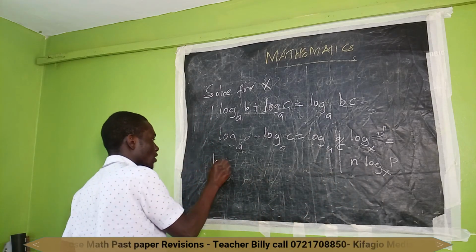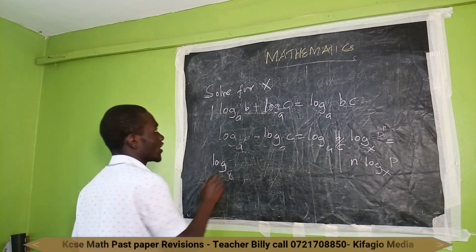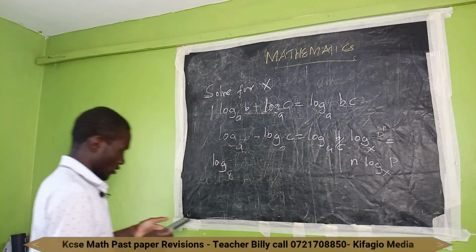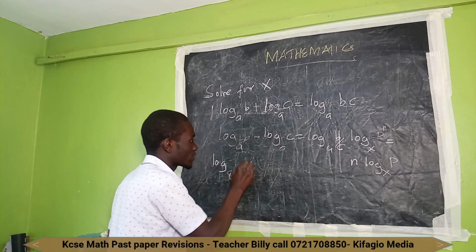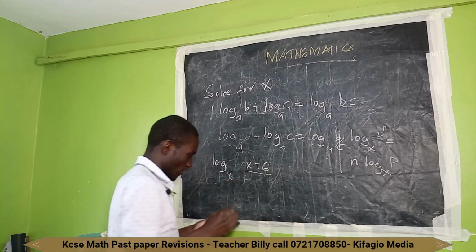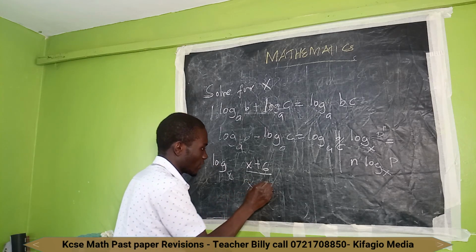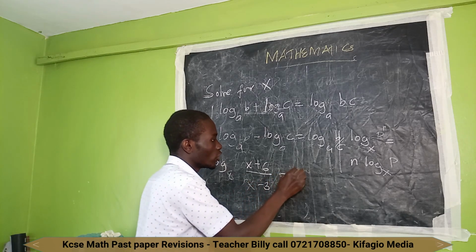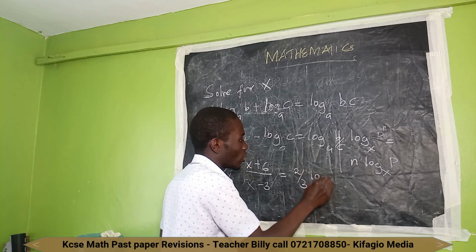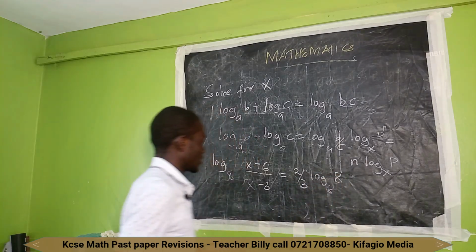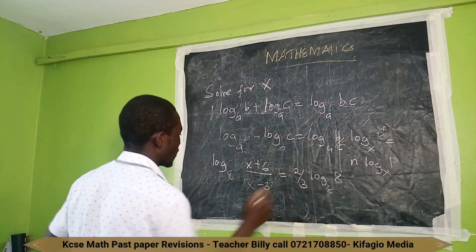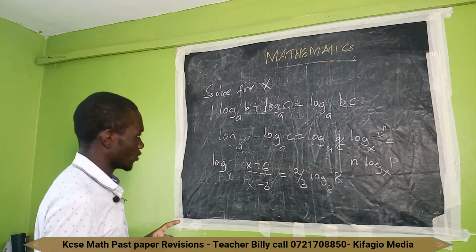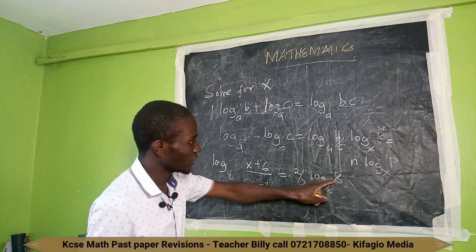So we'll have log base 8 of (x plus 6) over (x minus 3) is equal to 2 over 3 log base 8, 8. Then from there, class, you can drop the bases. You don't cancel. If you cancel, you're going to get it wrong, because log base 8, 8 is 1.